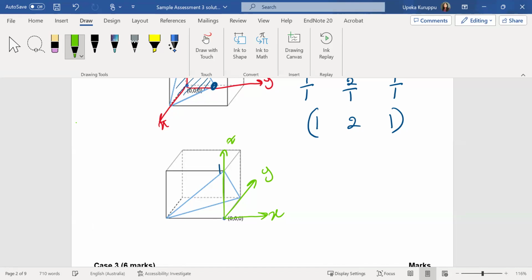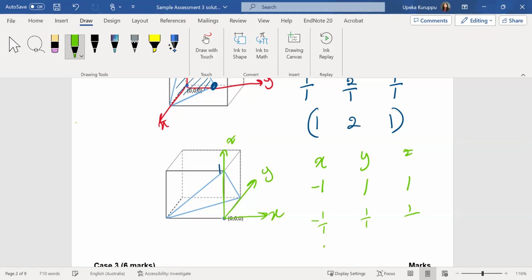So now tell me where they are intercepting, x, y, and z. X is intercepting where? -1. Y? 1. Z? 1. So the next step is taking the reciprocal. Am I right? Then you have -1, 1 and 1.